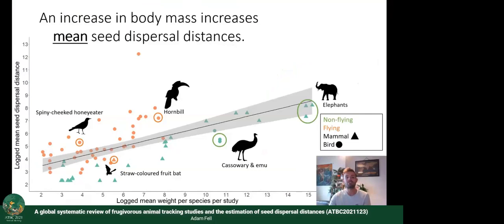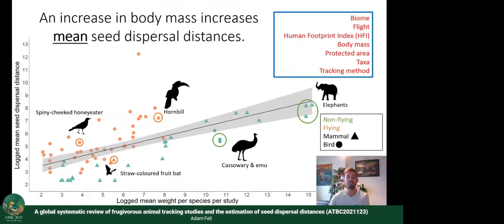We then focused on the studies which estimated seed dispersal distances for different species. A total of 61 studies calculated either the mean or maximum dispersal distance. We then modelled a number of different variables to see which significantly affected dispersal distances. Of these, we found that body mass had a significant effect on mean distance, with larger animals dispersing seeds further.